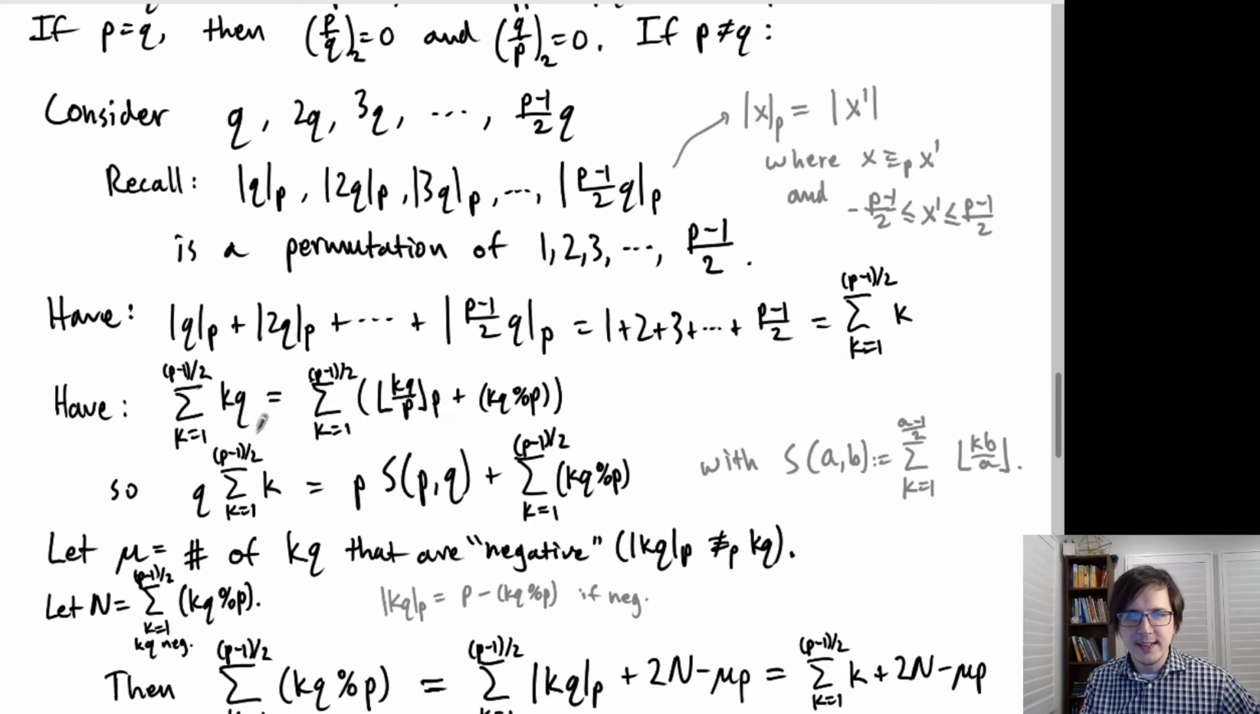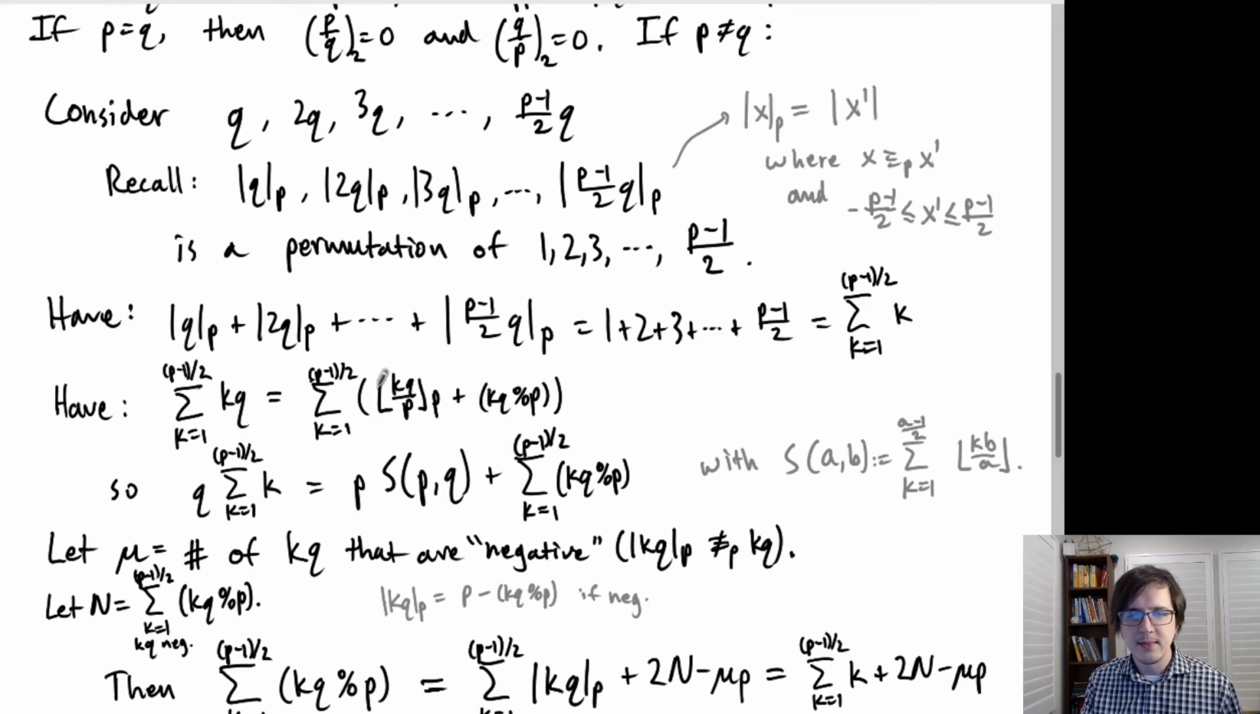Okay, so the next thing is we want to sum up the actual arithmetic progression and try to relate it to these other things. On one hand, for the sum of the arithmetic progression, we can pull the q out. But on the other hand, we can take the kq and apply the division algorithm after dividing by p. That gives us this representation: the quotient, which is the floor of kq over p, times p, plus the remainder, kq mod p.